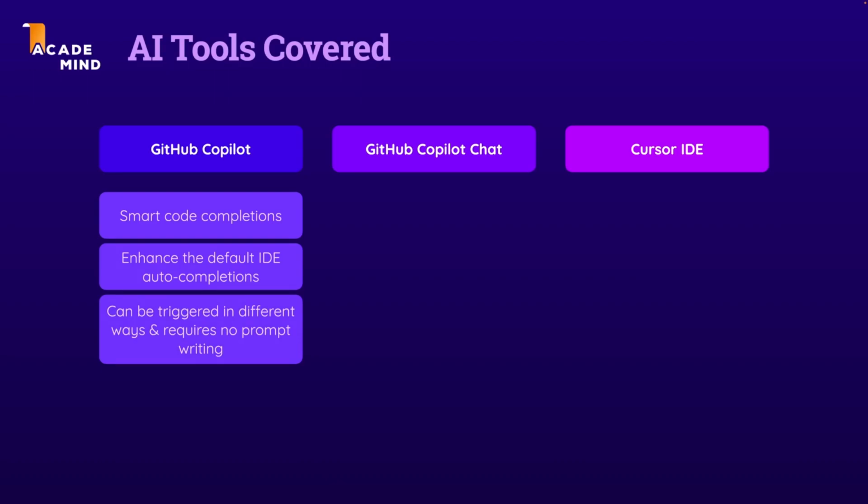Now, it is worth noting that GitHub Copilot is a paid product. It's not available for free, at least not at the point of time where I'm recording this, but it is generally available to everyone who's willing to pay, of course.